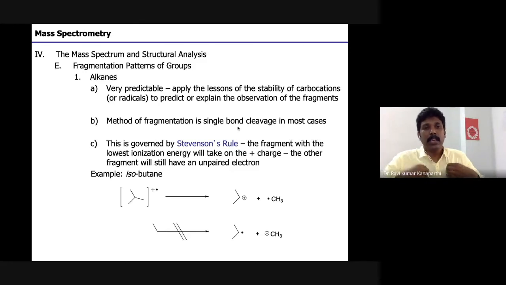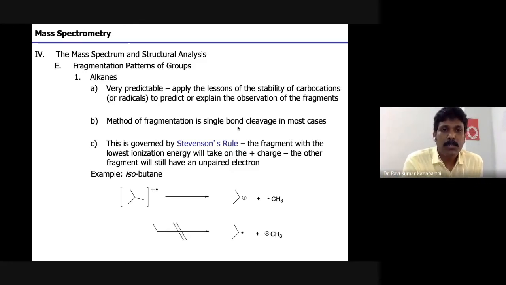So the general observations for alkanes are these. You have to apply the stability of the carbocations when you are fragmenting and interpreting the data. Always remember the stability of the carbocations. Where to fragment, where to cleave, that is the question. When you are cleaving bonds, keep in mind the stability of the fragments. If one type of fragmentation or cleavage gives more stability, then it is more favored than the other type of cleavage. So keep that in mind.